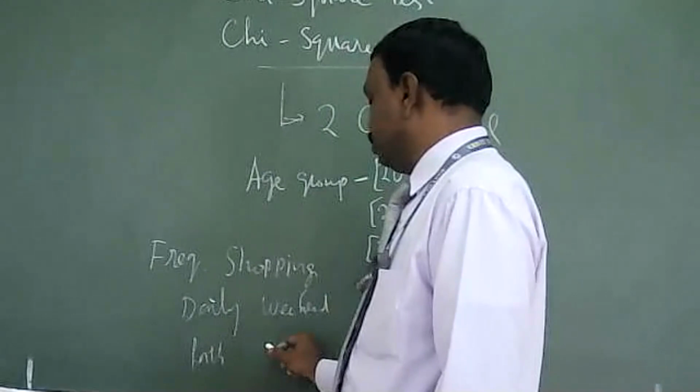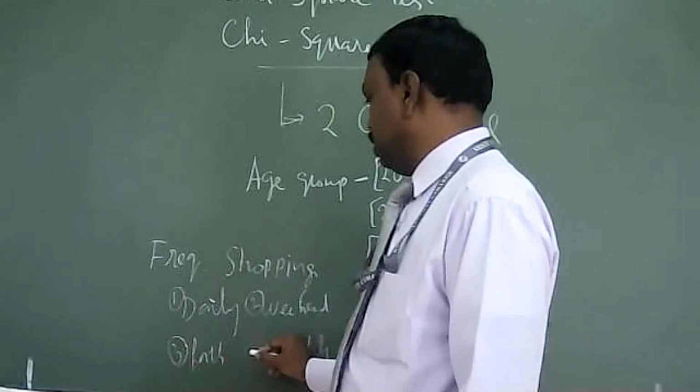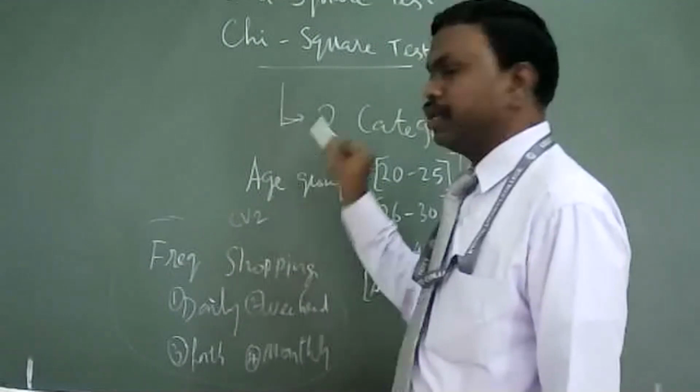Okay. So I have first option daily, second option is weekly, third option is fortnightly and the fourth one is monthly. Consider that I have four options. So this is a categorical variable.